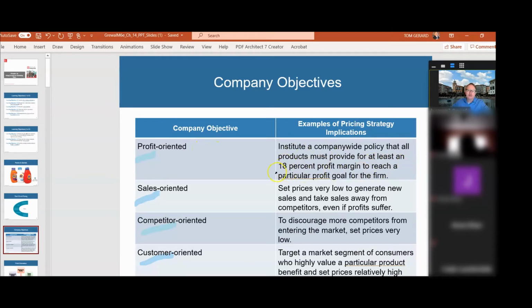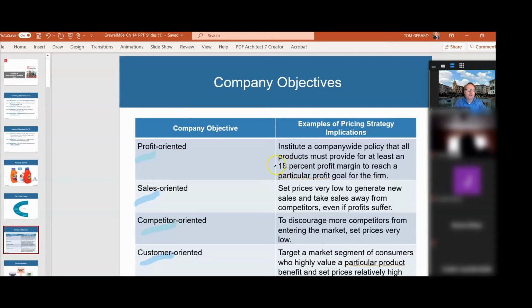But what this is talking about is what is our goal, our company objective. We have a profit objective, right? What is our profit objective? And they just use an example. We'll see later on in this chapter that different types of organizations have different profit margins. So this says our objective would be to have an 18% profit margin, right? To reach a goal for our firm. Now, again, 18 is just arbitrary.